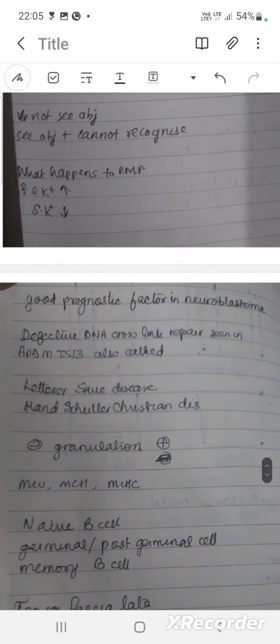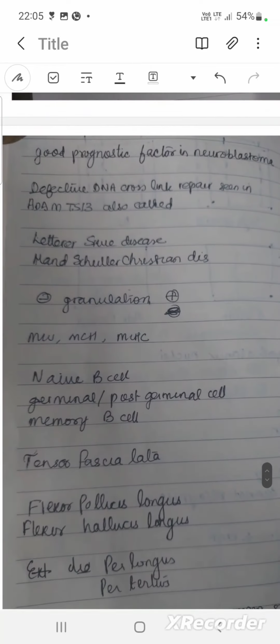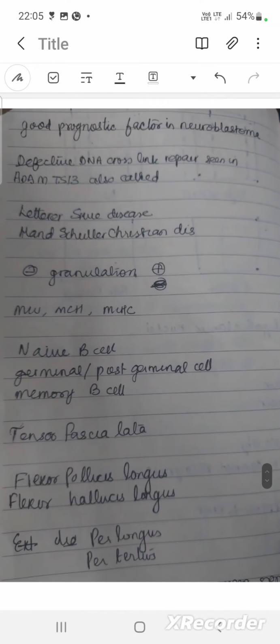What happens to resting membrane potential? We already told it is mainly determined by potassium. If potassium is high, more positive; if low, less positive or more negative. Now good prognostic factor in neuroblastoma is hyperdiploidy.